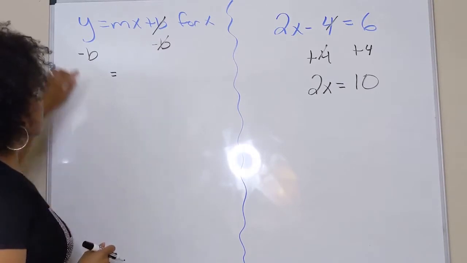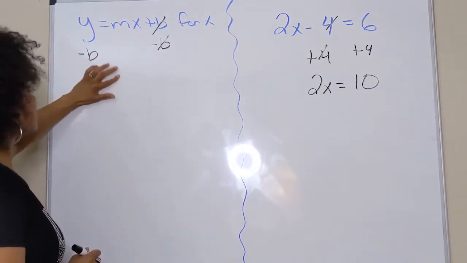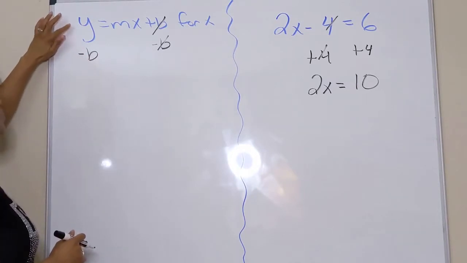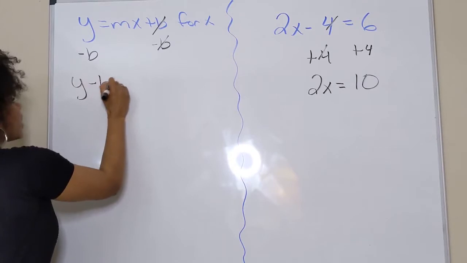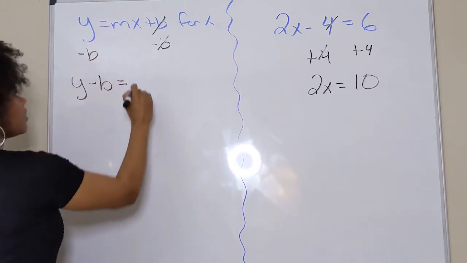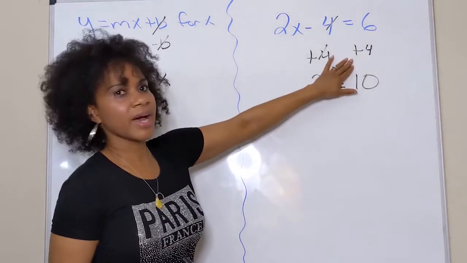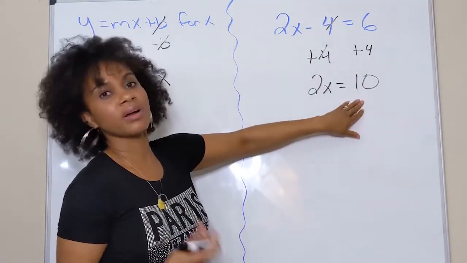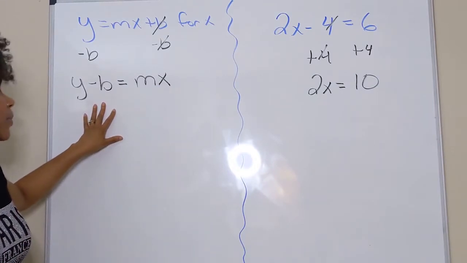But the difference is these are not like terms, so I cannot combine them. So I'm going to simply write this as y minus b. Y minus b. And I'm left with mx. So on this side, I could combine the 6 and the 4 because they are like terms. Here I cannot, but I perform the same operations.